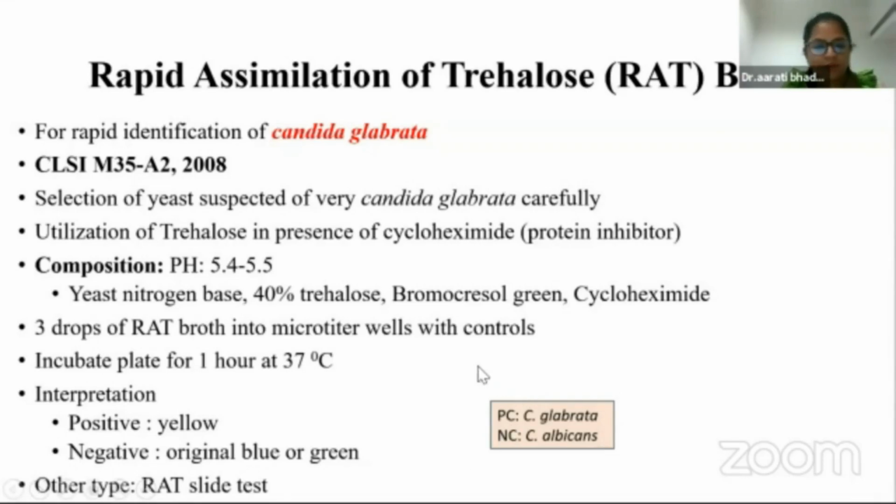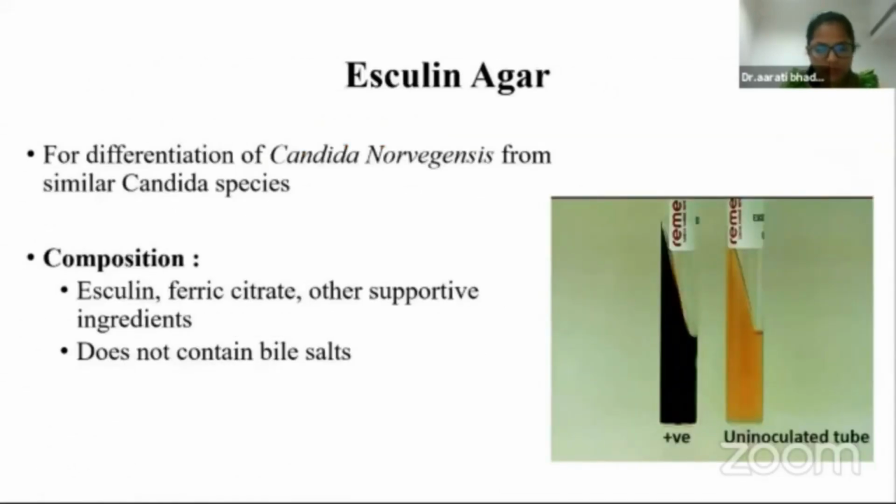And we can do the rapid assimilation of Trehalose slide test also. So next is esculin agar. This esculin hydrolysis test is used for differentiation of Candida norvegensis from similar Candida species.